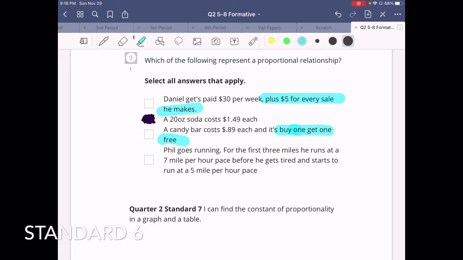All right, now last one. Phil goes running. For the first 3 miles, he runs at a 7-mile-per-hour pace before he gets tired and starts to run at a 5-mile-per-hour pace. Not proportional, obviously, because he is not running at the same rate. This would not be a straight line.